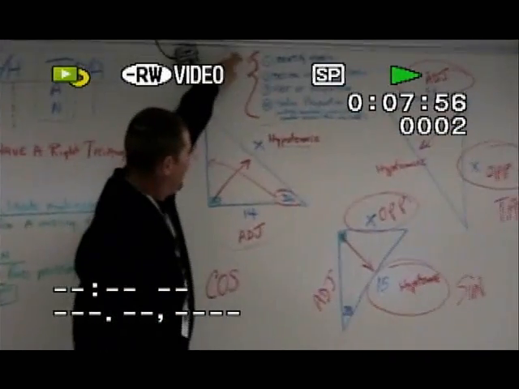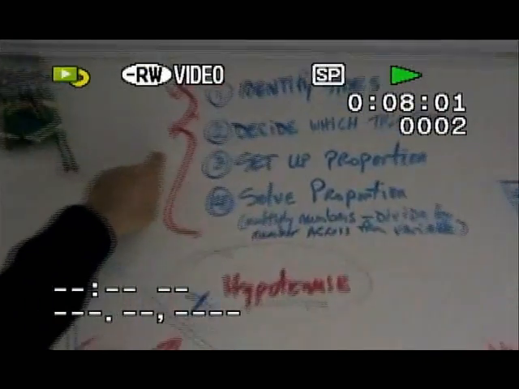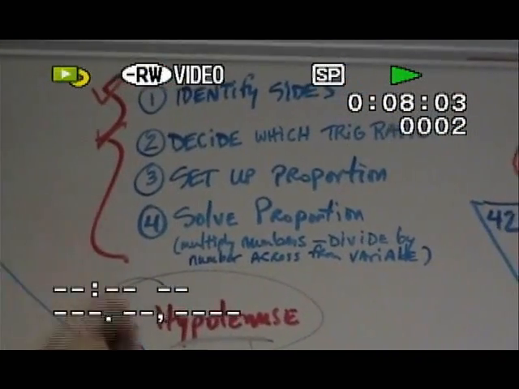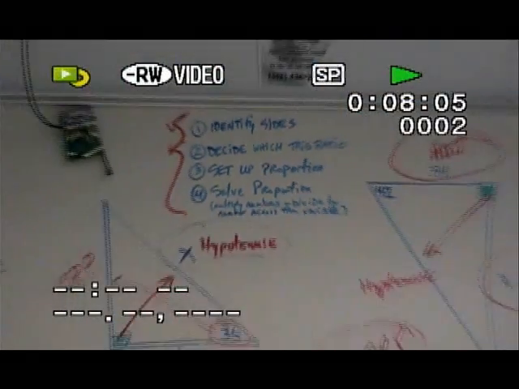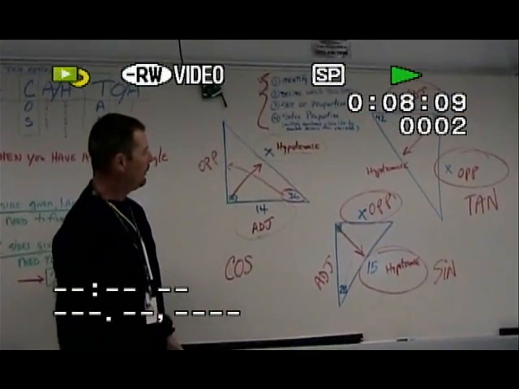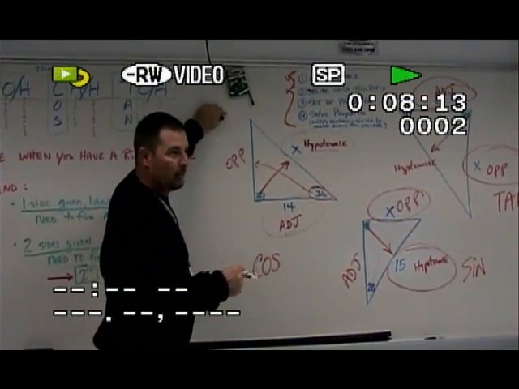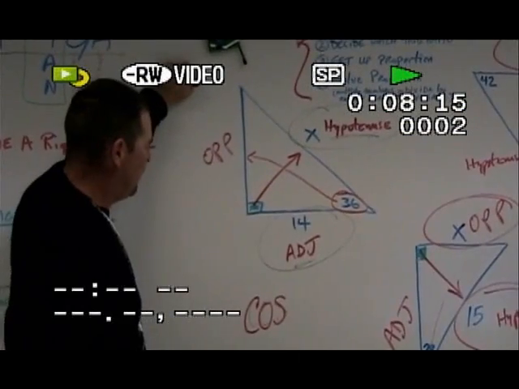Okay, so we identify the side, we decide which trig ratio. Now we're going to set up a proportion. In my opinion, solving proportions is very simple, and it's very consistent, and it leads to confidence, I think, with solving these problems. So to solve the proportion, or set it up, let's go through that with this.